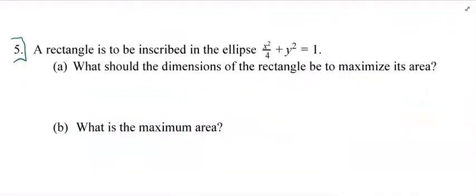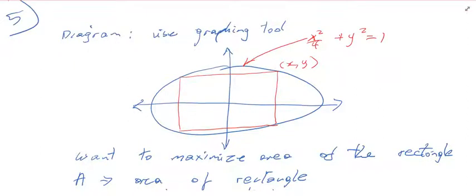Let's look at another question. A rectangle is to be inscribed in the ellipse x squared over 4 plus y squared is equal to 1. What will be the dimensions of the rectangle to maximize its area? And then what is the maximum area? Sketch a diagram. We can use the graphing tool for this.